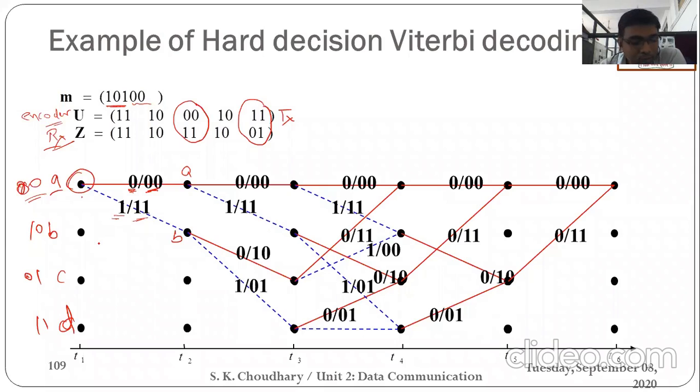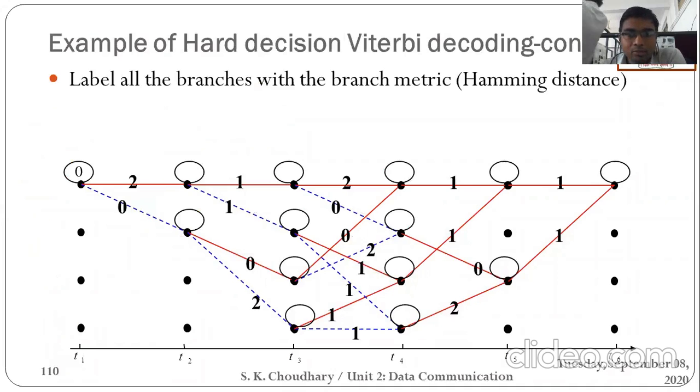Following the steps of the Viterbi algorithm, we have to start with the all zero state. Here I have labeled all the branches with the branch metric. What is the metric actually? It is the smallest distance, or Hamming distance, between the coded sequence and the received sequence.